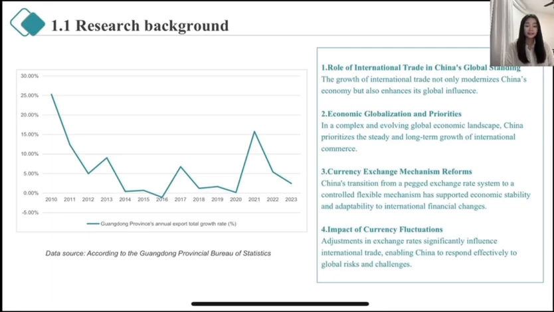From the chart, we can see evidence supporting the role of international trend in China's economic growth and global influence. International trend drives China's economic modernization and global standing. Amid economic globalization, China prioritizes stable long-term trend growth.